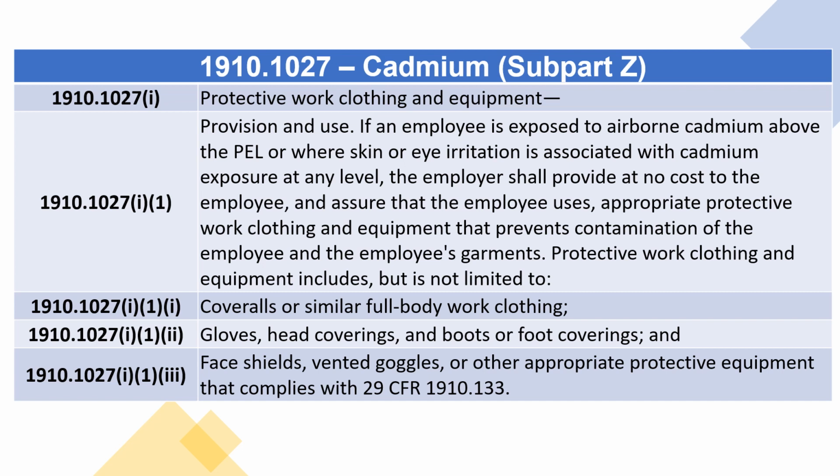1910.1027 I1 I through 1910.1027 I1 3. Coveralls or similar full-body work clothing, gloves, head coverings, and boots or foot coverings, and face shields, vented goggles, or other appropriate protective equipment that complies with 29 CFR 1910.133.